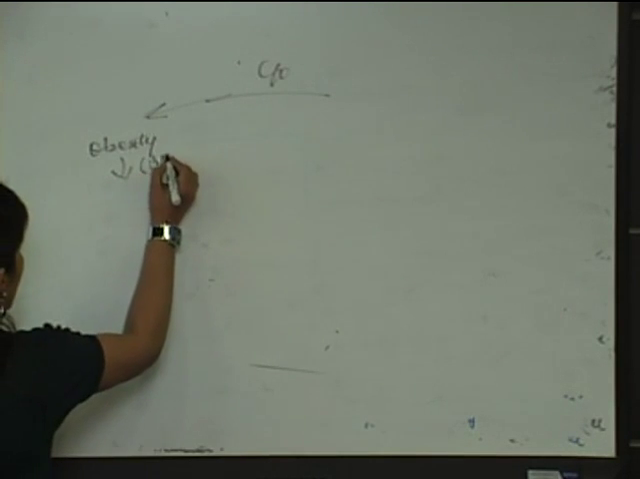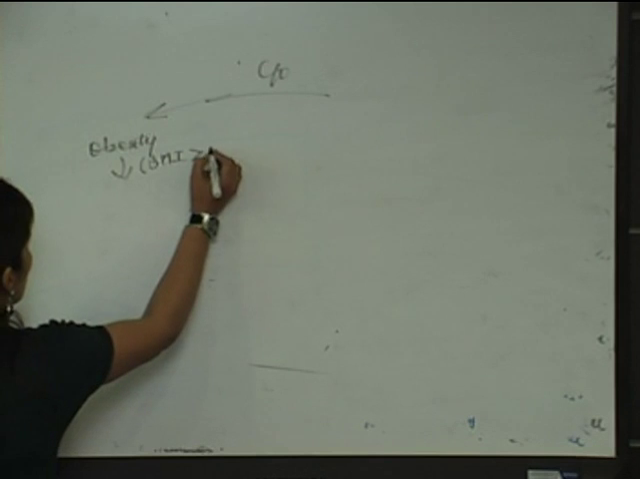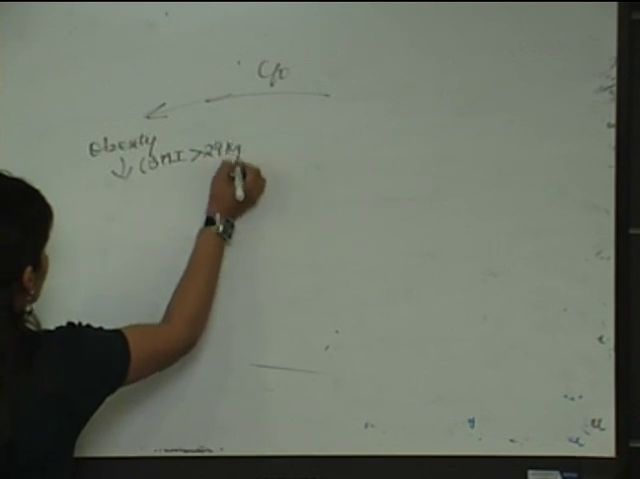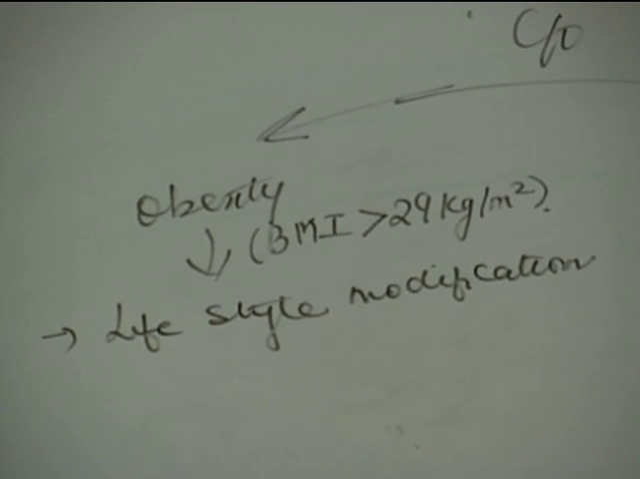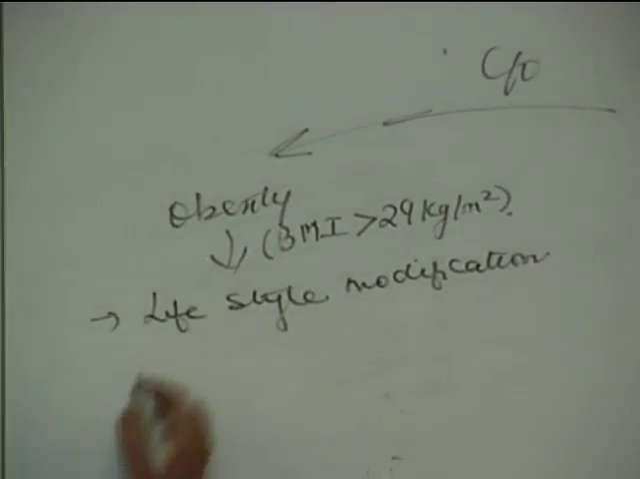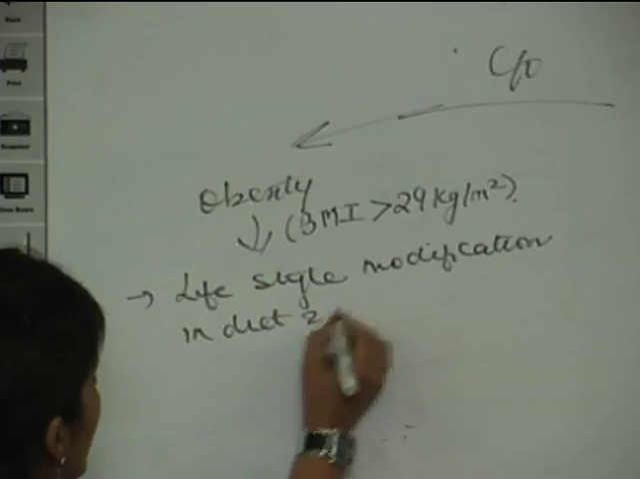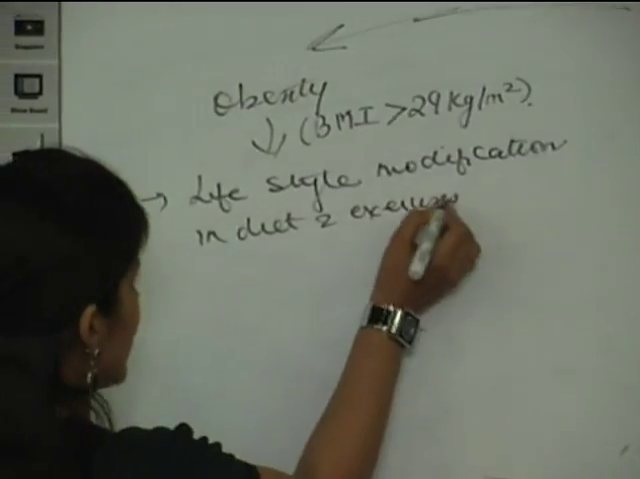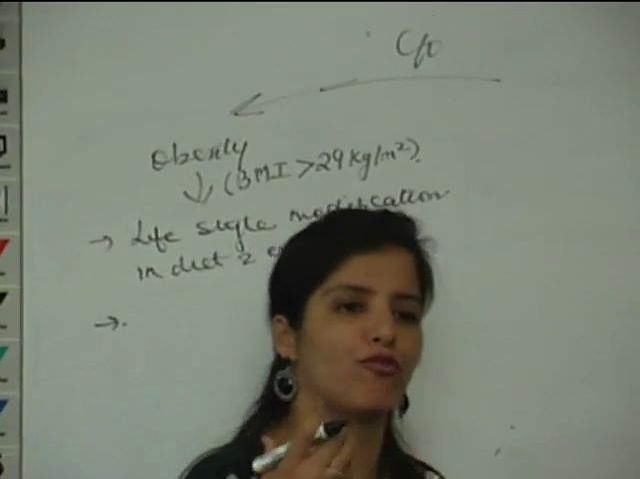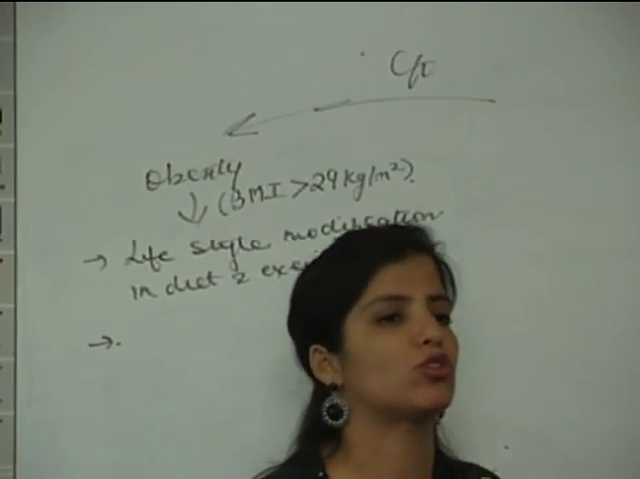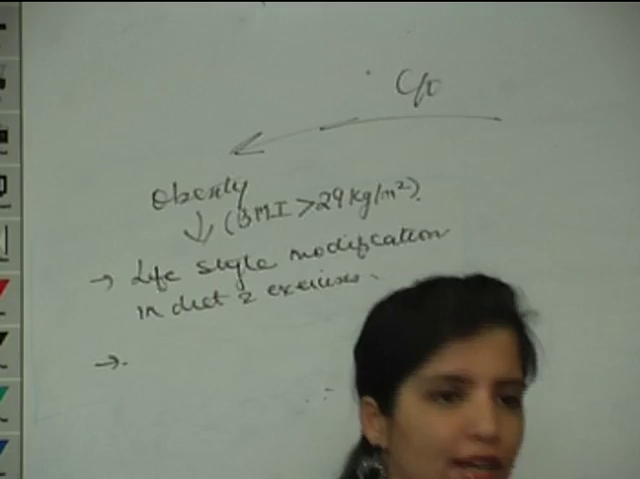Obesity is defined as BMI more than 29 kg per meter square. For obesity, we will advise lifestyle modification in diet as well as exercises, moderate exercises. With weight loss, there will be resumption of menses, and it will also reduce the androgen levels.